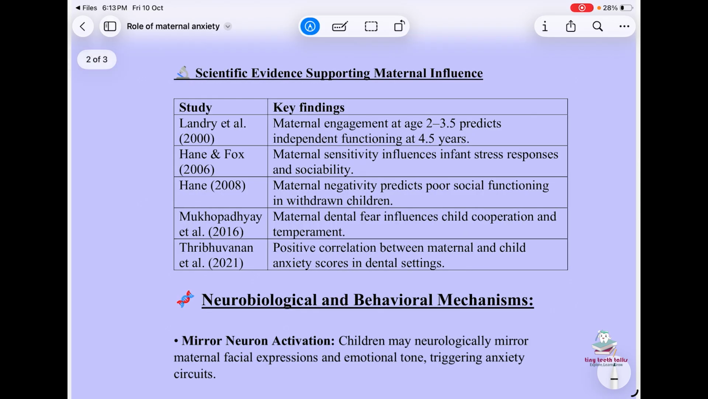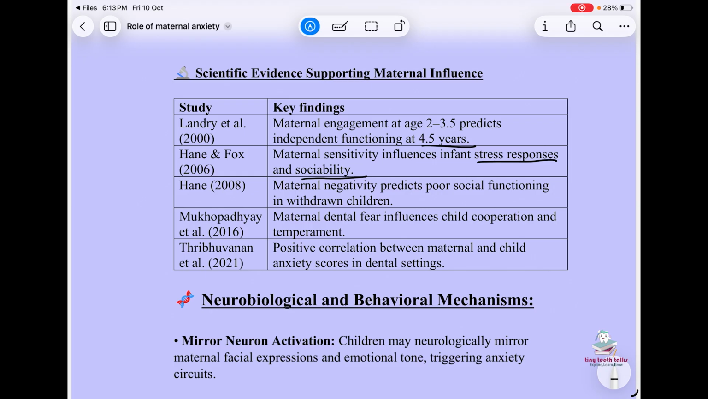There is some scientific evidence which supports the maternal influence. Landry et al. 2000 concluded that maternal engagement at age 2 to 3.5 predicts independent cognitive and social functioning at 4.5 years. Hane and Fox in 2006 concluded that maternal sensitivity influences infant stress responses and social ability.